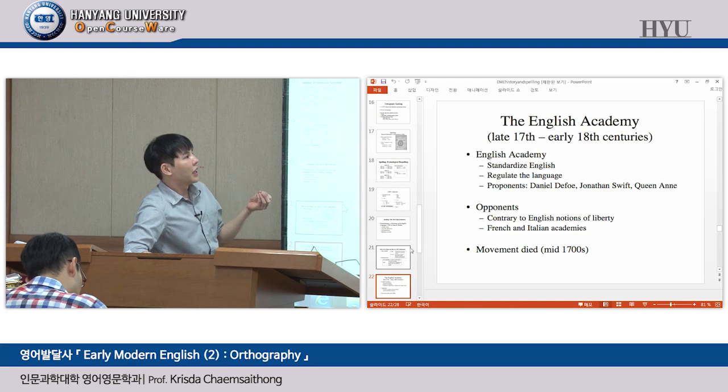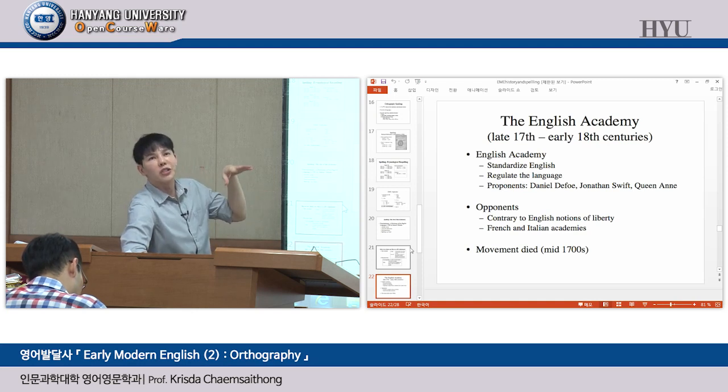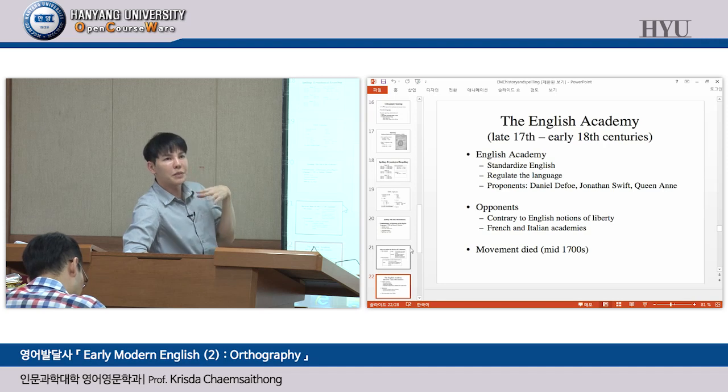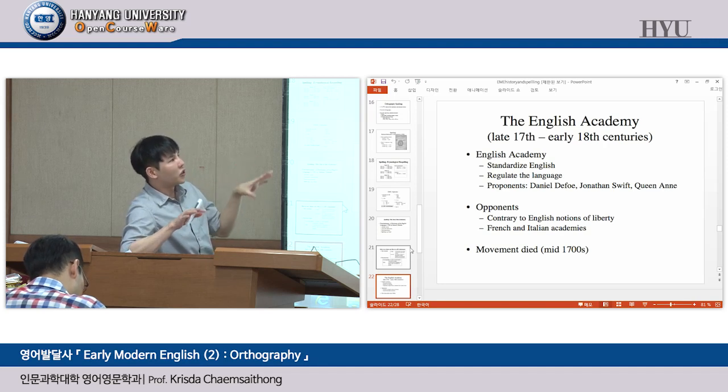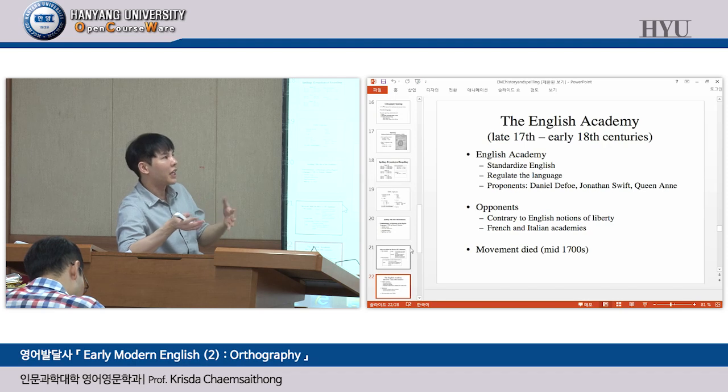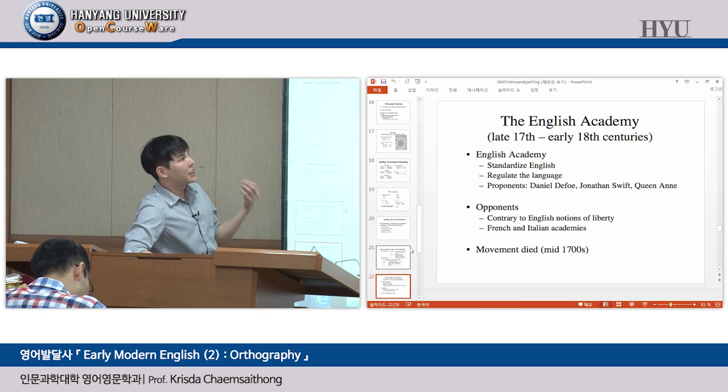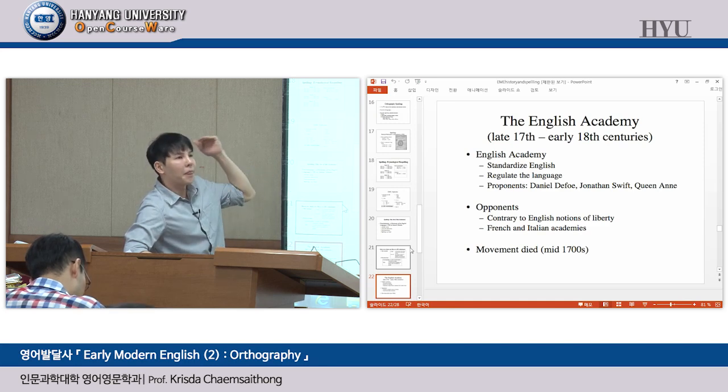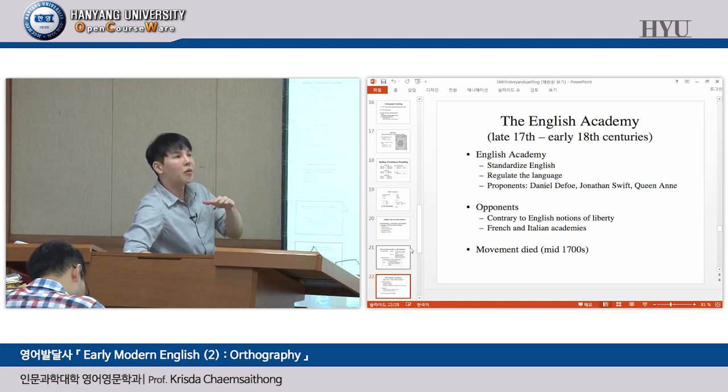English Academy, you guys have that also in Korea. Kukrip, the National Academy of the Korean language, where they produce dictionaries, where they revise the rules and so on. There's this English Academy originating in that period also. The main goals are to standardize English, to regulate English. Standardize meaning having the same thing for everyone. Same spelling, same grammar rules, same pronunciation. That's what standardization means.